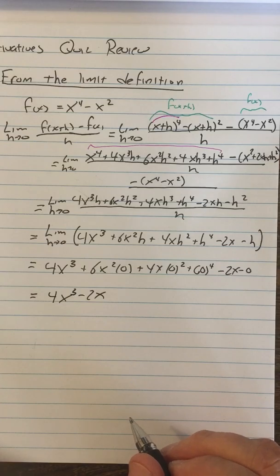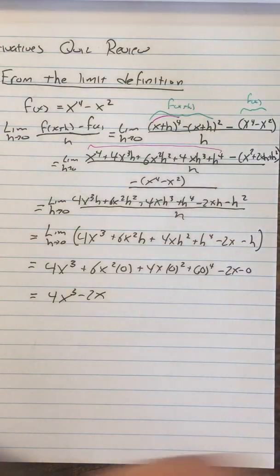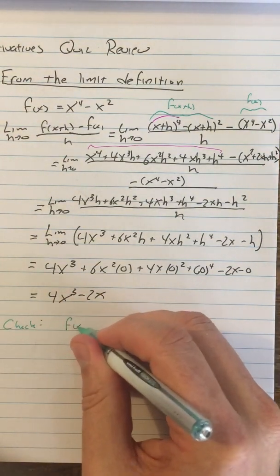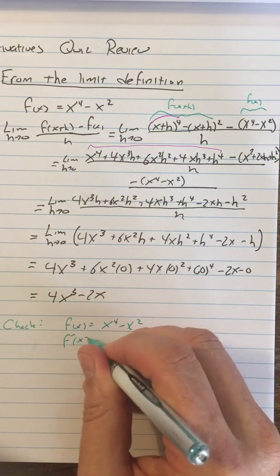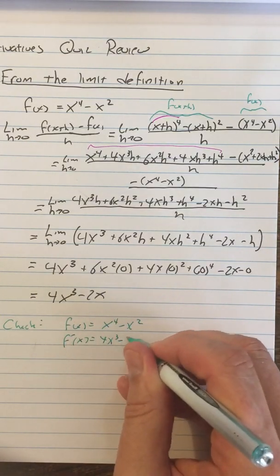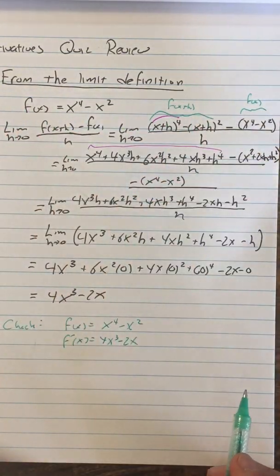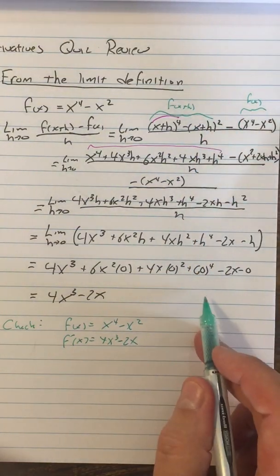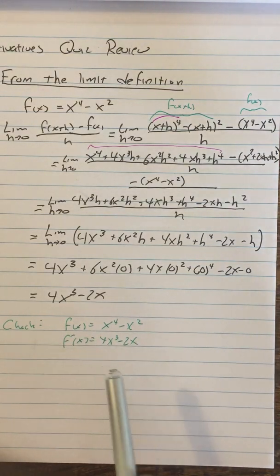All right, and then I would recommend that you check your result using the power rule. So, your check using the power rule is that if f of x equals x fourth minus x squared, then f prime of x equals 4x cubed minus 2x. This is how you would do it if it did not say from the limit definition, but it does say from the limit definition, so we need to show all of this clearly, coherently, completely, and legibly. And this is just checking your work to make sure it's right.